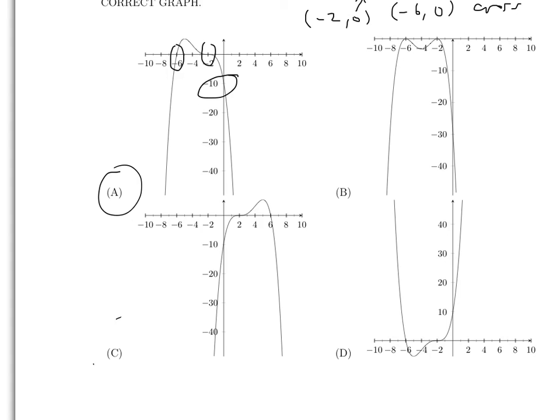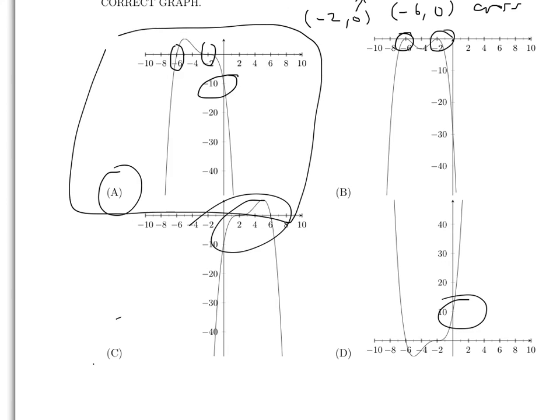None of these other graphs do that. This one has the wrong x-intercepts. This one has the wrong y-intercept, and this one has the wrong behavior here. It's just touching instead of crossing. So just from the simple analysis we've done, that one is the right graph.